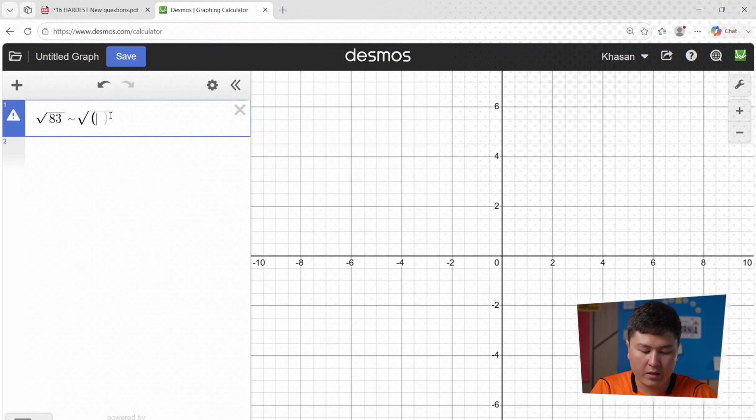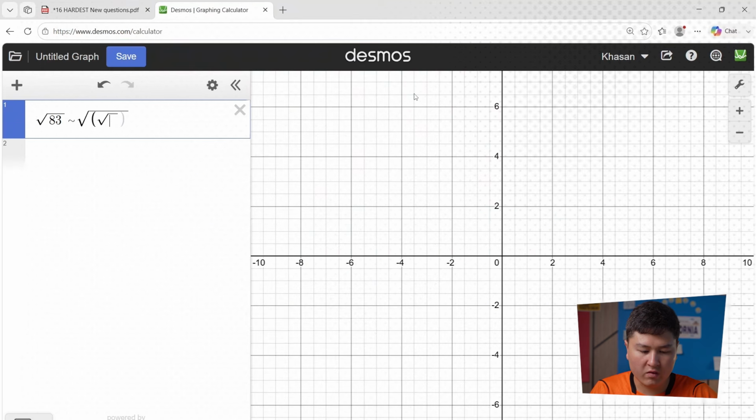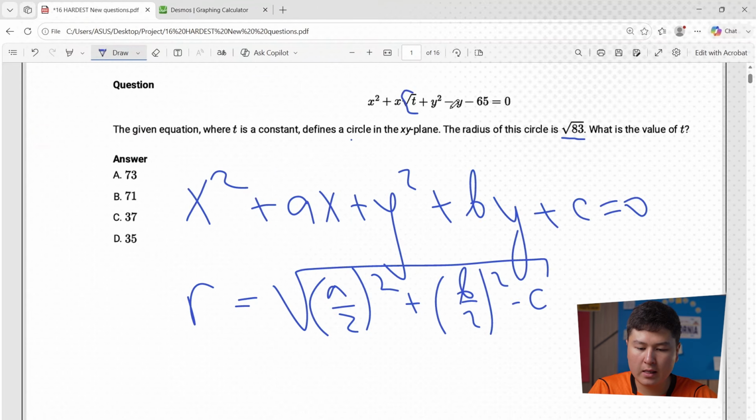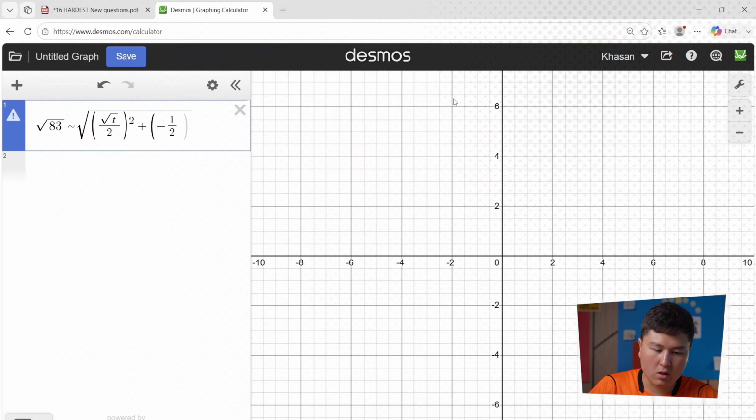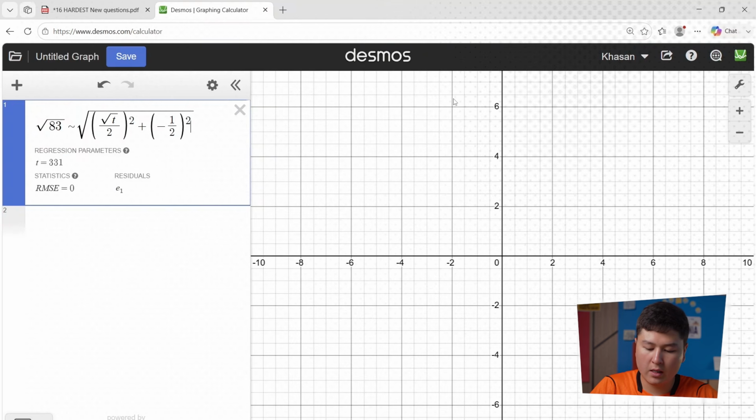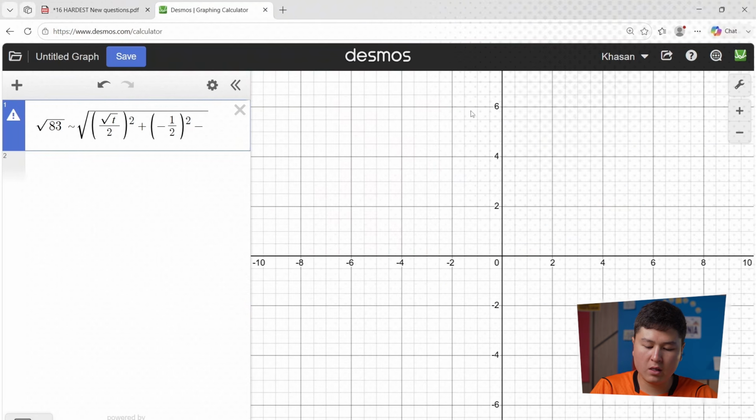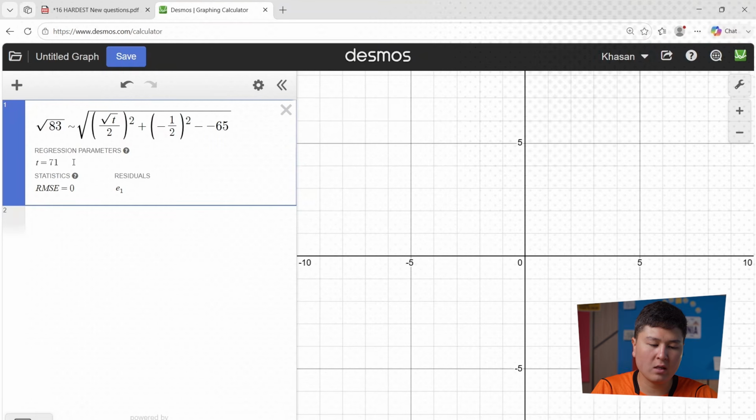Instead of a, we have root of t, so that means square root of t divided by 2, squared, plus, and again, instead of b we have negative 1 here, so negative 1 divided by 2, squared, and minus c, which is negative 65, so that means minus minus 65, and that's all. The value of t is 71.